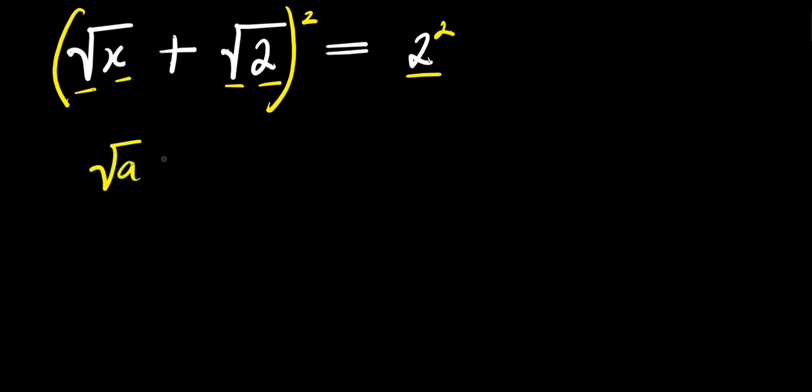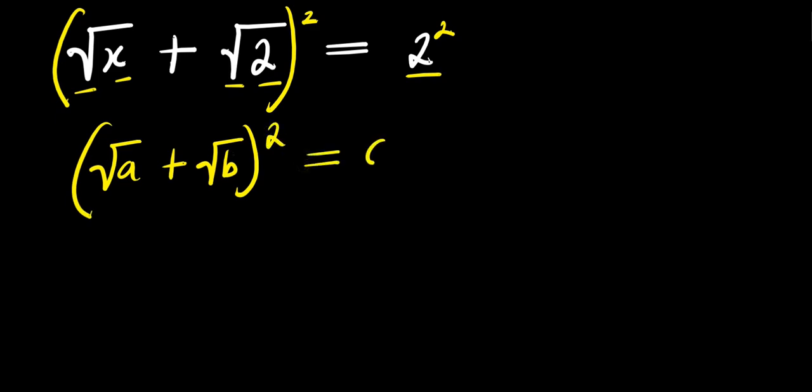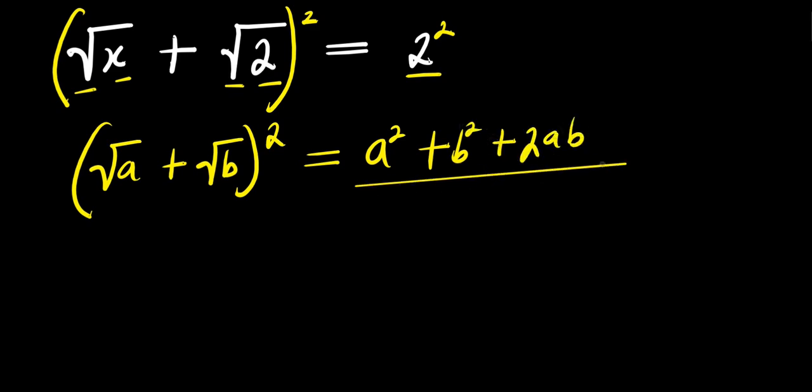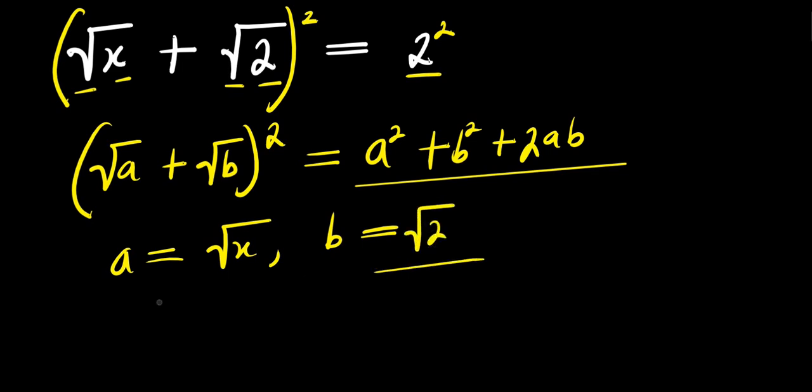If you have square root of a plus square root of b raised to the power of 2, this equals a squared plus b squared plus 2 times ab. And in this case, my a is root x and my b is root 2. So let's fix it in right here.